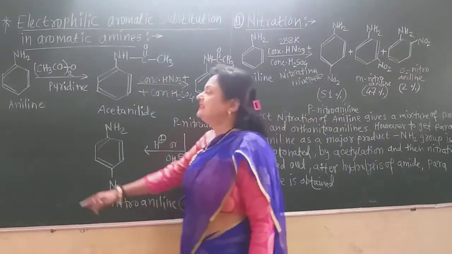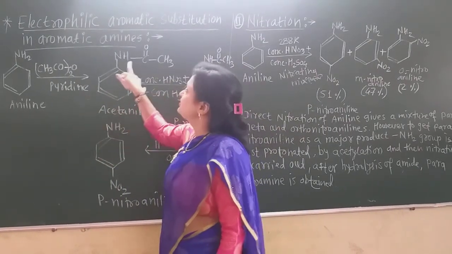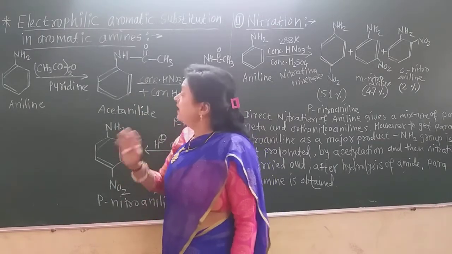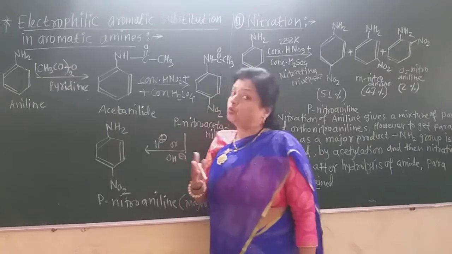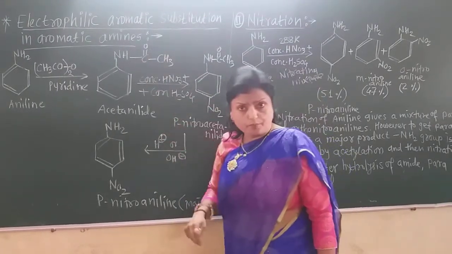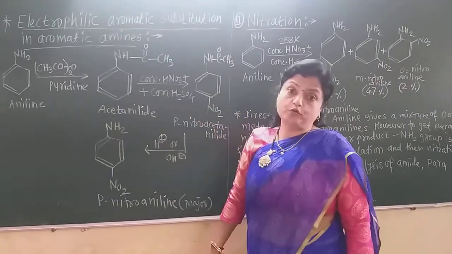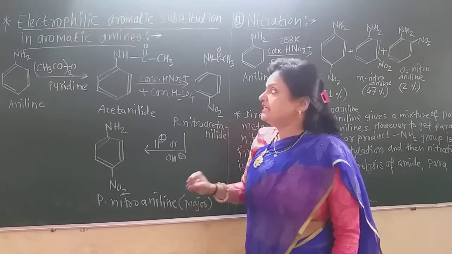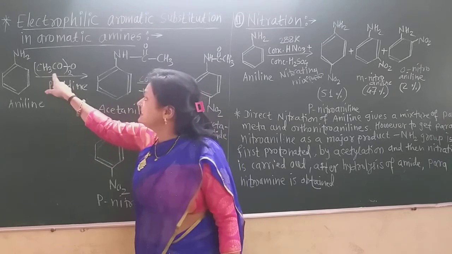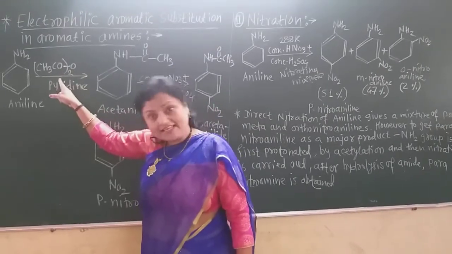First, in this aniline, there is the acetylation of the NH2 group. Then thereafter, nitration gives only the para-nitroaniline. Why is this? Because this is a very bulky group after acetylation, and so the nitro group goes to the para position for stability. Now see here, what is the acetylating reagent? This is acetic anhydride, (CH3CO)2O. What is this? Acetic anhydride.